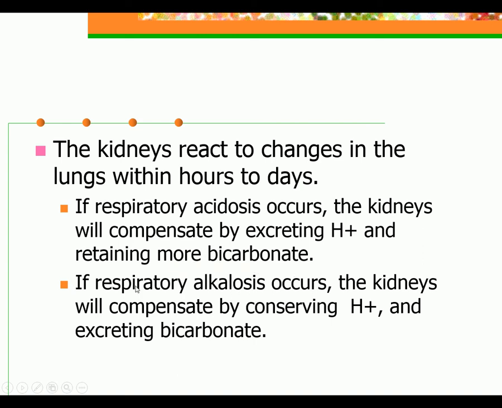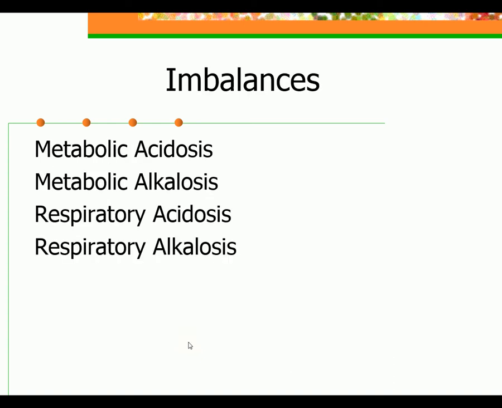If respiratory alkalosis, oops, something's wrong with the lungs, I have too much base, then the kidneys are going to have to help by either conserving more acid or getting rid of more base to bring that back into balance. So there are 4 major imbalances: metabolic acidosis, metabolic alkalosis, respiratory acidosis, and respiratory alkalosis.